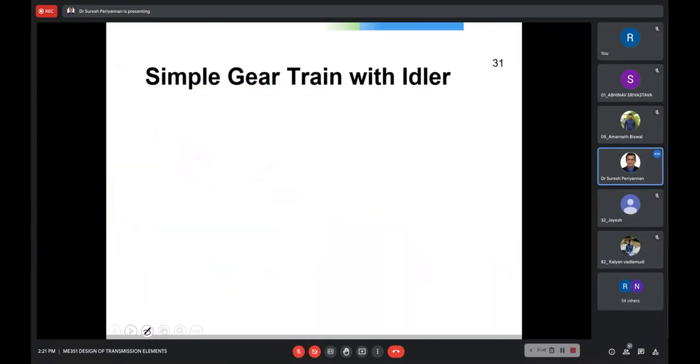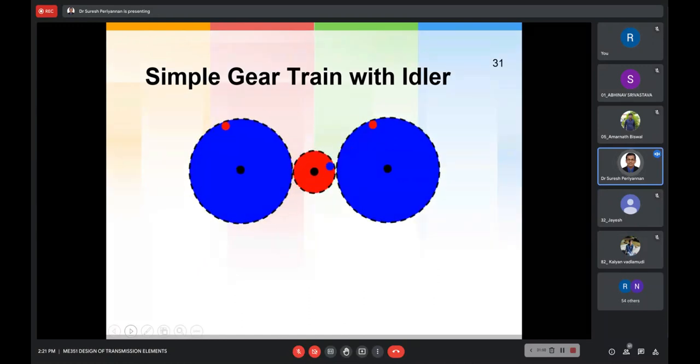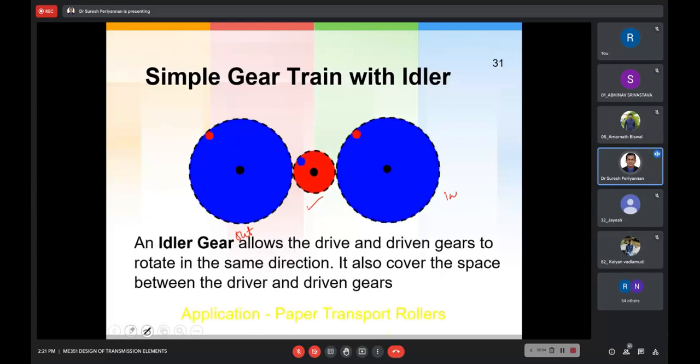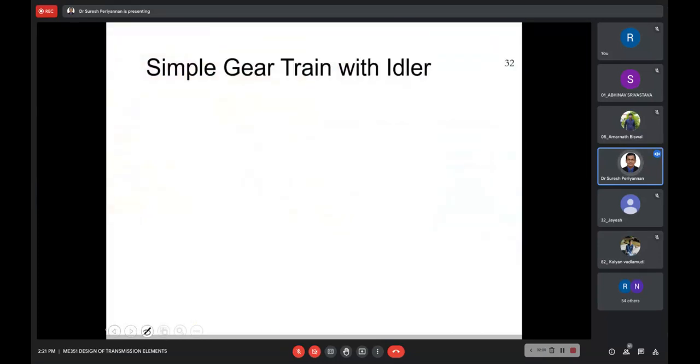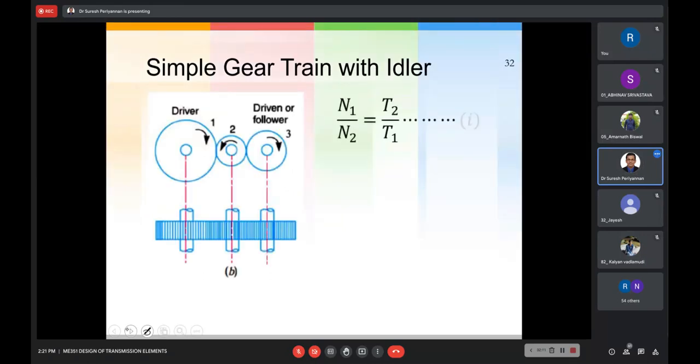Now I come to the simple gear train with idler pulley. This is the input shaft and this is the output shaft, and both are rotating in the same direction with the help of the idler pulley. This is also under the simple gear train. Now this is the speed ratio.